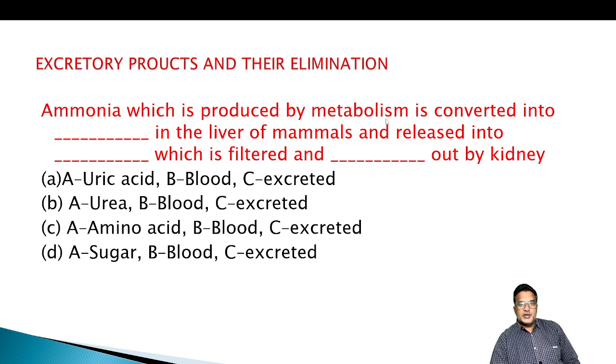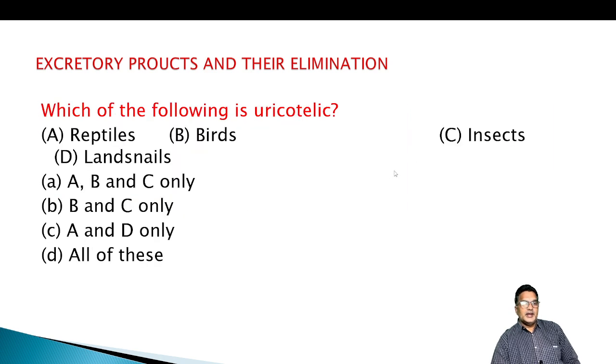Ammonia which is produced by metabolism is converted into dash in the liver of mammal and released into the dash, which is filtered and dashed out by kidney. Ammonia which is produced by metabolism is converted into urea in the liver of mammal and released into blood, which is filtered and excreted out by the kidney.